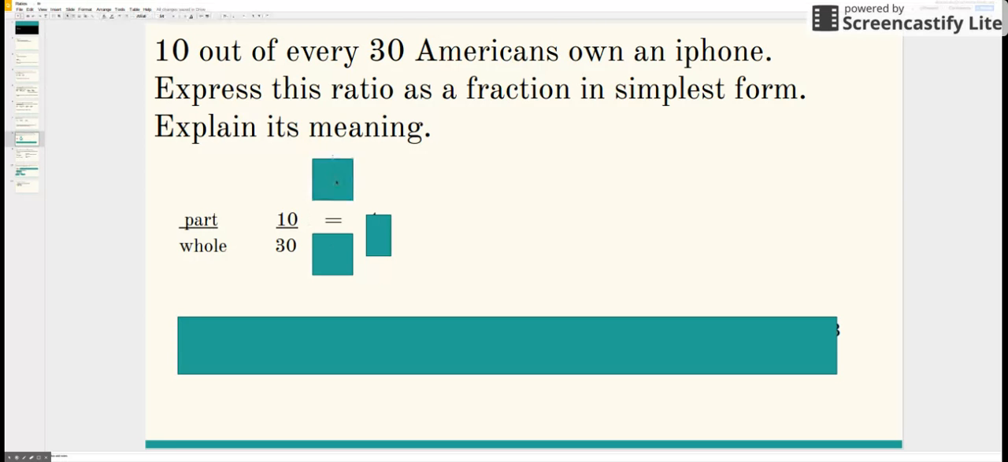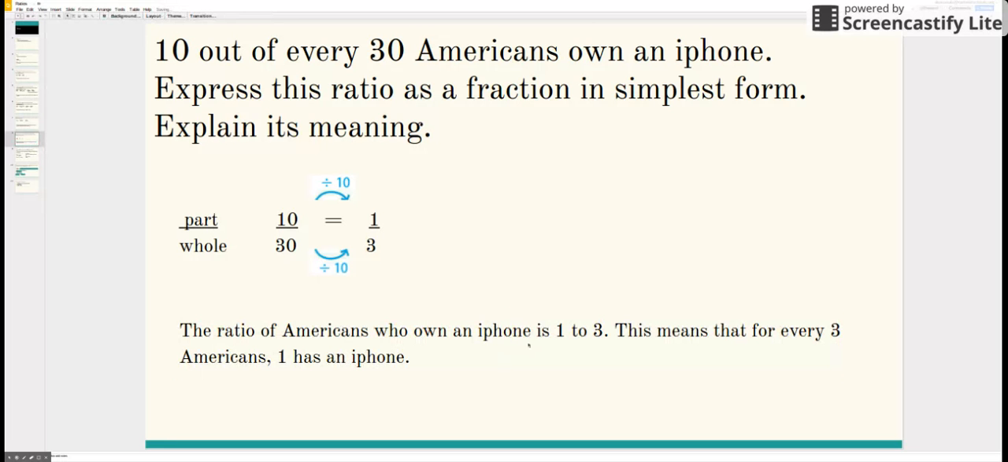So we can divide the top and the bottom by 10, right? 10 divided by 10 gets you 1. 30 divided by 10 gets you 3. So simplified as a fraction, it would be 1 out of 3. What does this mean? The ratio of Americans who own an iPhone is 1 to 3. This means that for every 3 Americans, 1 has an iPhone.